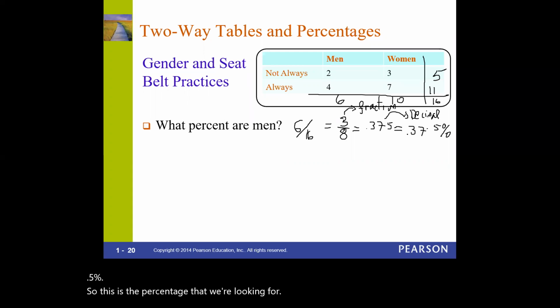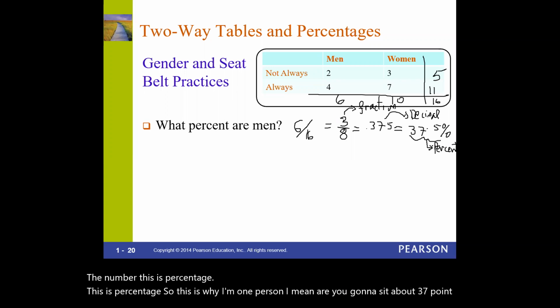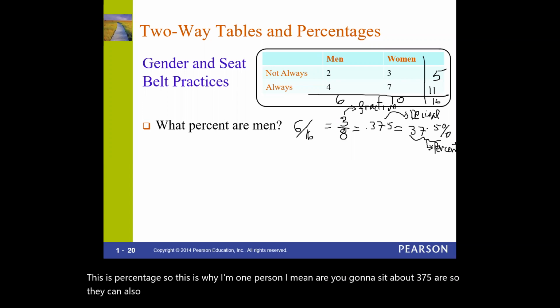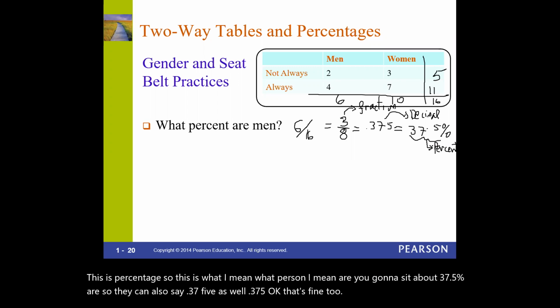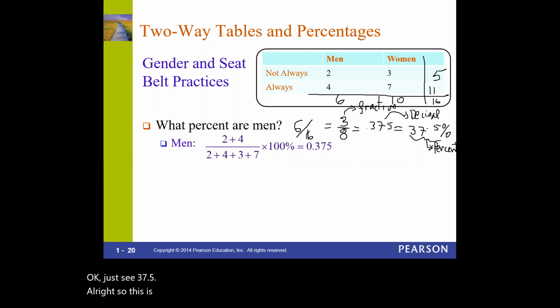So we like to express the number as a percentage. They ask, what percent? You're going to say about 37.5% of those surveyed. You can also say 0.375, that's fine too. But for now, because it's a percentage, we're going to say 37.5%. All right, so this is what we just did.